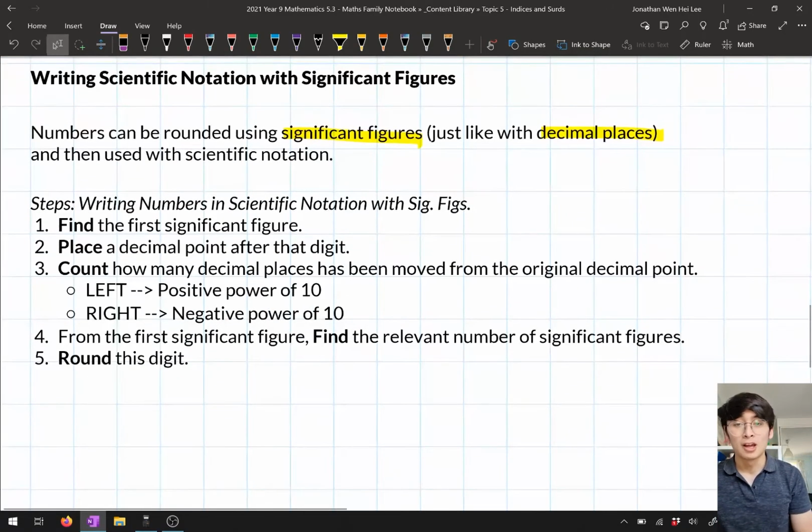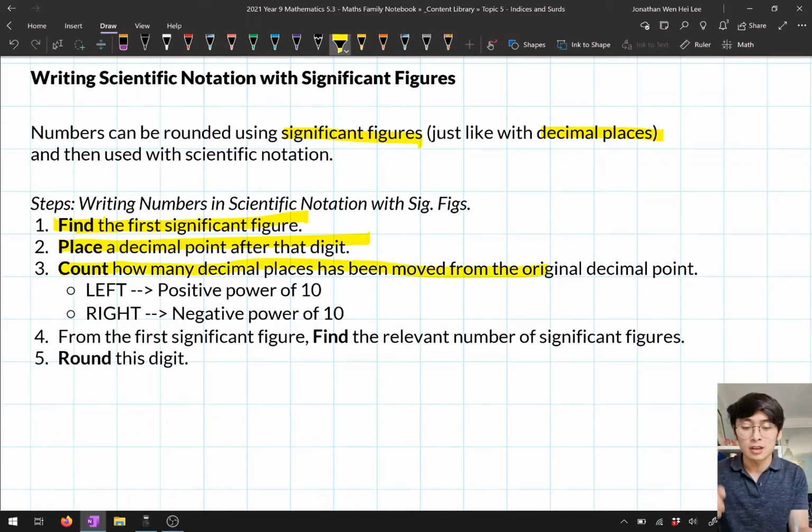If you remember from last lesson when we looked at scientific notation, these steps will be fairly familiar to you. When we're writing numbers in scientific notation with significant figures, what we want to do is find the first significant figure, place a decimal point after that digit, just like we did last lesson. Count how many times the decimal place has moved from the original one. Just like last lesson, if we move our decimal place to the left, to get from our original to our new, that means we have a positive power of 10, and if we move it to the right, it means we have a negative power of 10.